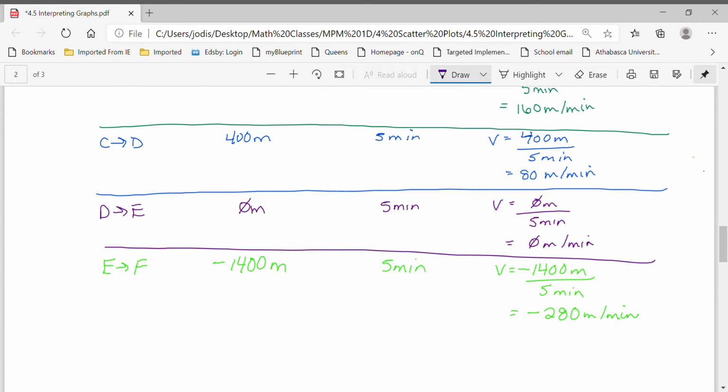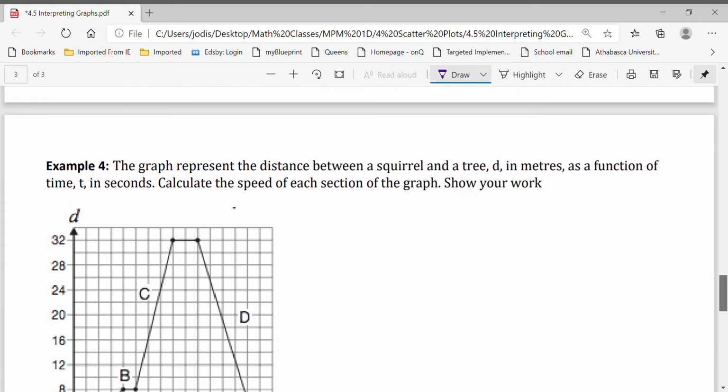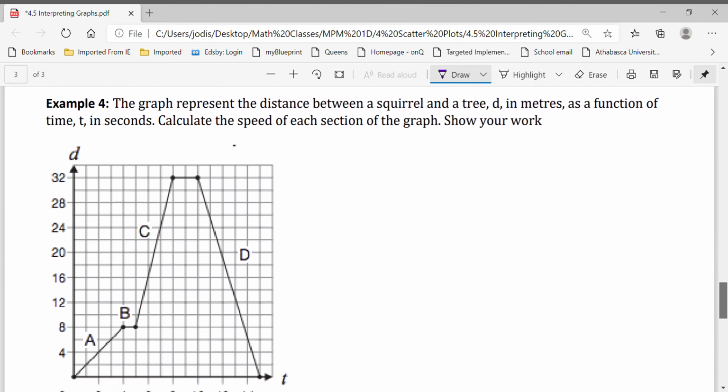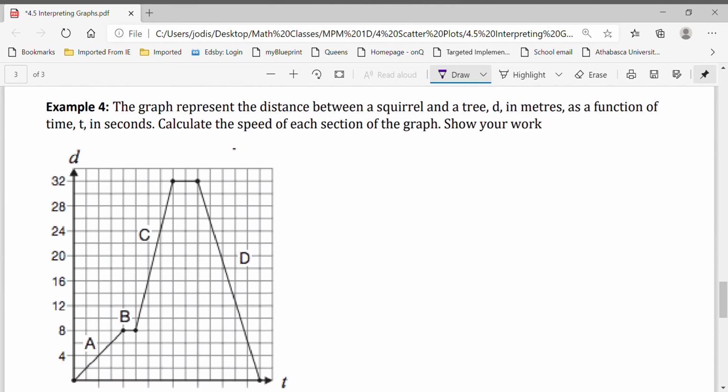Okay, so we're gonna move on. We've got, I think, 2 more examples here. Example number 4: the graph represents the distance between a squirrel and a tree in meters as a function of time in seconds. So we want to calculate the speed of each section of the graph, and we want to show our work.